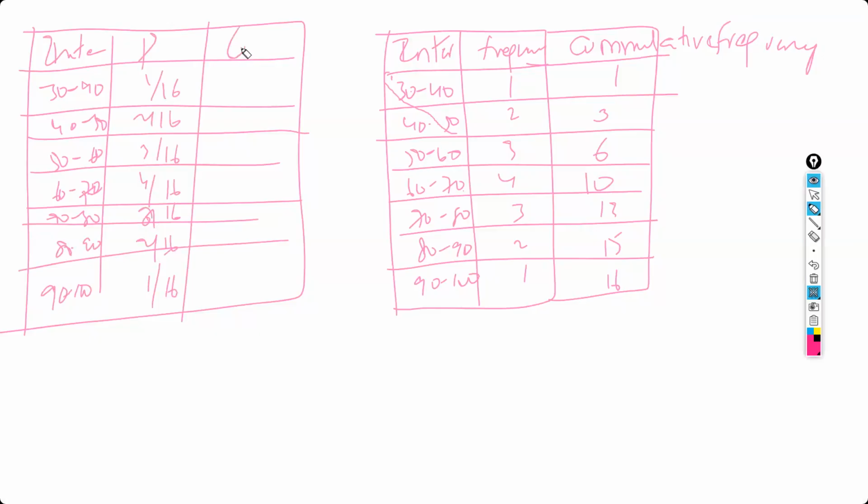Now tell me the cumulative probability values. First one is 1 by 16. 3 by 16. Next, 6 by 16. Next, 10 by 16. Next, 13 by 16, 15 by 16, 16 by 16, which is 1. This is called cumulative probability.